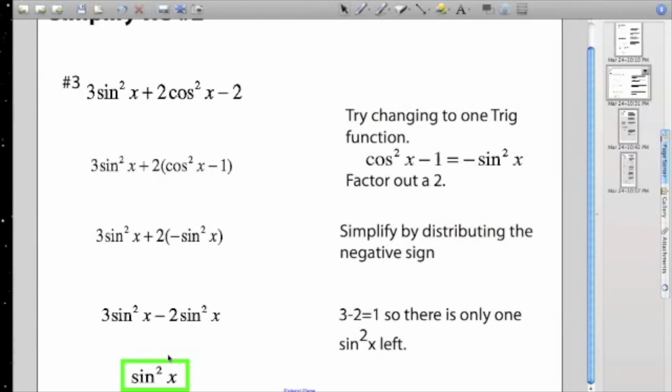Not the most difficult one in the world, but if you're not sure where to start, this can be very frustrating. Now, granted, I believe that you could do this one a number of different ways. Some of you may have said, I'm going to change sine squared into 1 minus cosine squared, or you're going to change cosine squared into 1 minus sine squared, and you could have proceeded in the same way. Okay, I think this was maybe a quicker way, but it's not a big deal. You will still end up with sine squared x.